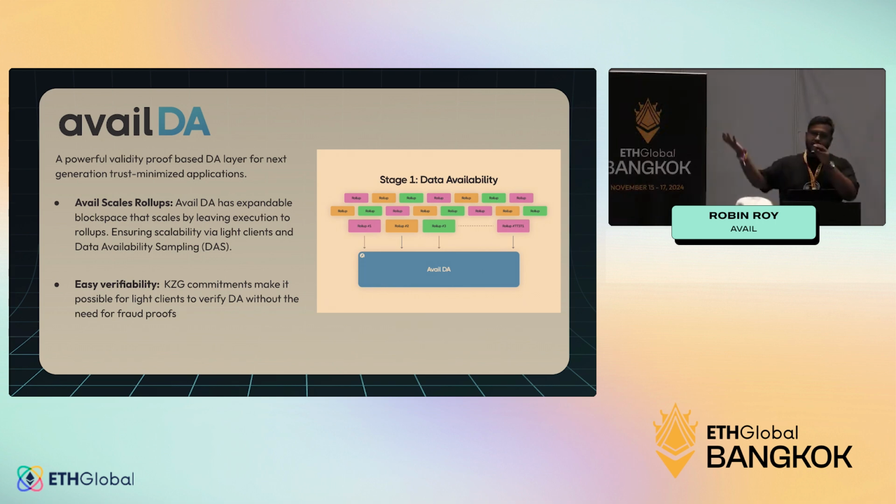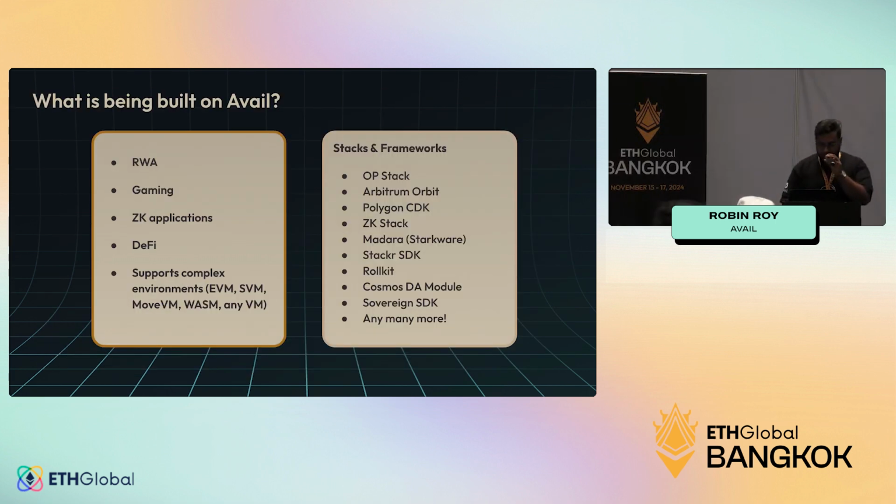So that is where Avail DA comes in, wherein we are enabling trust minimized DA with the help of light clients. Light clients do this magical thing called data availability sampling, meaning that they can trustlessly verify that the data on Avail, or whatever data that has been submitted to Avail, is actually there and it is available via a technique called data availability sampling, right? So we use things like KZG commitments and block erasure encoding to enable this, but I'm not going to dive deep into all of that right now.